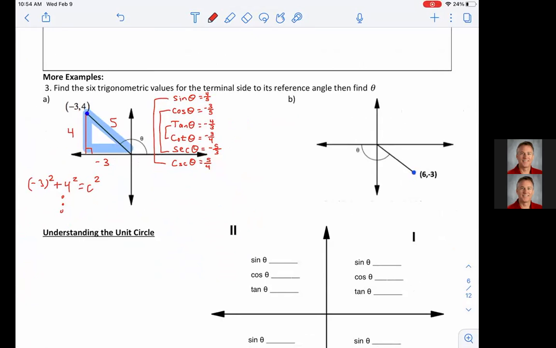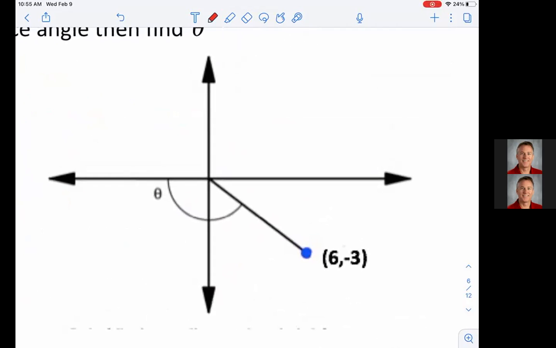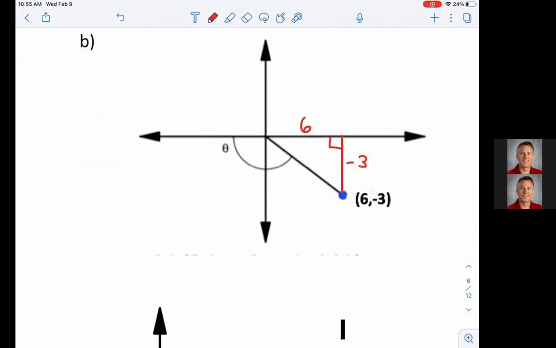So in part B, real similar problem. We're in the fourth quadrant. I won't go through and find all 6 trig functions, but let's do some of this because I think the numbers aren't going to be as nice. We want to draw a perpendicular to the x-axis. I know that the top of that triangle will be 6 and the right side will be -3. Okay, because of my coordinates.